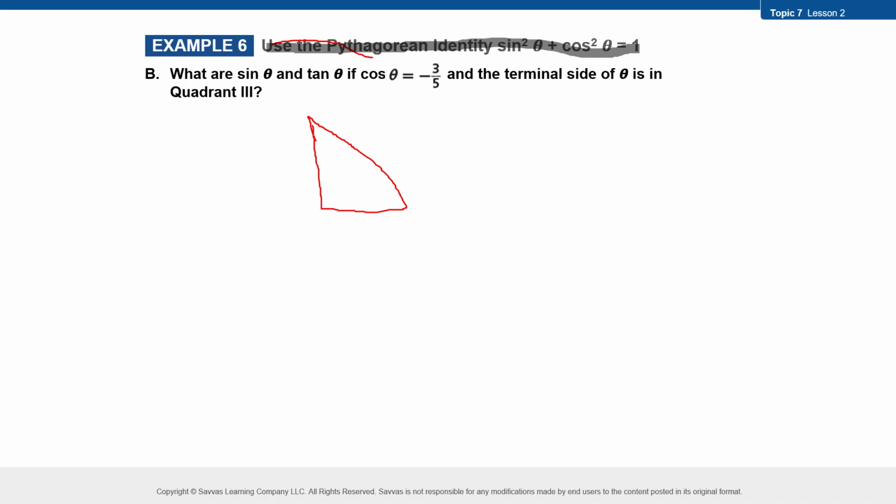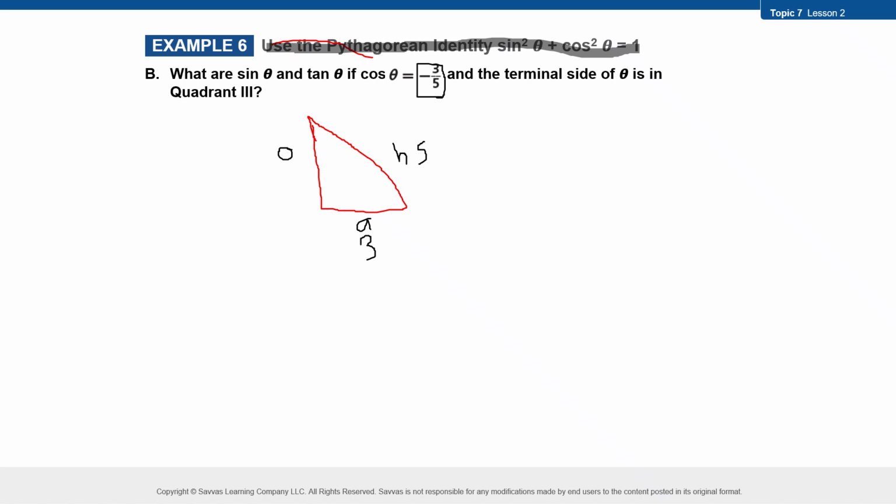So I do know that cosine is going to be 3/5, right? So cosine, based on my trig ratios, is adjacent over hypotenuse. So I know I'm going to have 3, and then I'm going to have 5 right here. So that's my trig ratio. Now, for the time being, I don't want to use the negative sign. So it's just going to be 3/5.